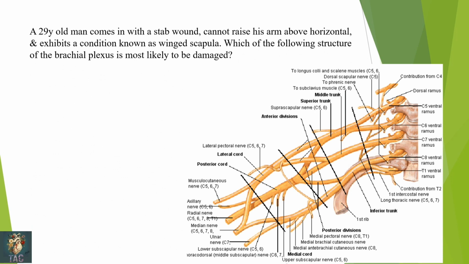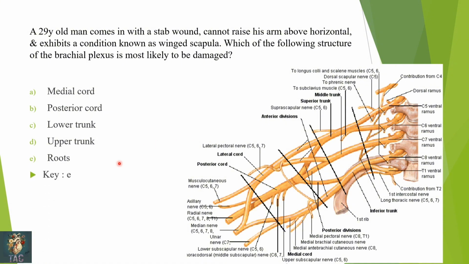Next is a 29-year-old man who comes in with a stab wound and cannot raise his arm above horizontal and exhibits a condition known as winged scapula. Which of the following structures of the brachial plexus is most likely to be damaged? So first you should all know that winging of the scapula is because of damage to the serratus anterior, and serratus anterior is supplied by the long thoracic nerve. So just look at this long thoracic nerve. This is the branch from the roots. So the correct option to this question is E, that is the root. In this condition roots will be damaged, which will lead to winging of the scapula.